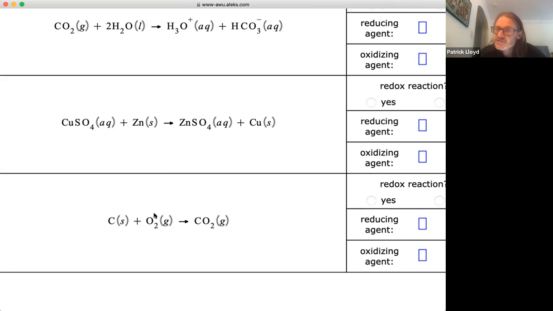Oxygen here is an element, 0. Here it's -2 because it's in a compound. That's where we use our rules. So it went from 0 to -2. That means it gained electrons, which means it got reduced. If it gets reduced, it's the oxidizing agent. So there you go. O2 would be the oxidizing agent. Carbon, C, would be the reducing agent. And that's how you do those.